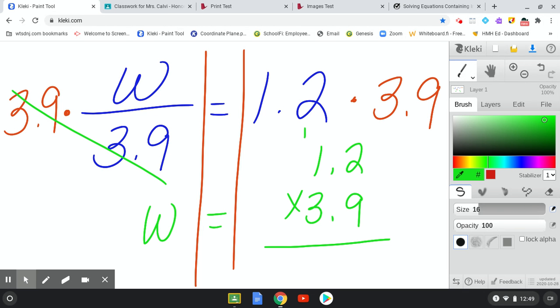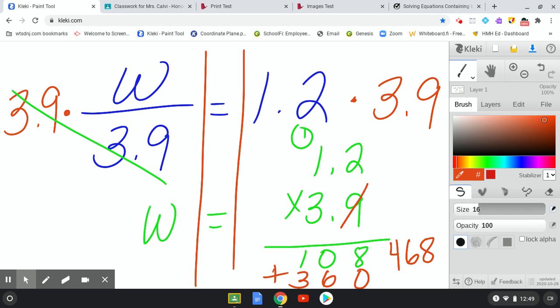9 times 2 is 18. 9 times 1 is 9, plus 1 is 10. I'm done with the 9, so I'm going to put a placeholder. 3 times 2 is 6. 3 times 1 is 3. I now need to add these together. I'm running out of room. So 8 and 0 gives me 8. 0 and 6 gives me 6, and 1 and 3 gives me 4.